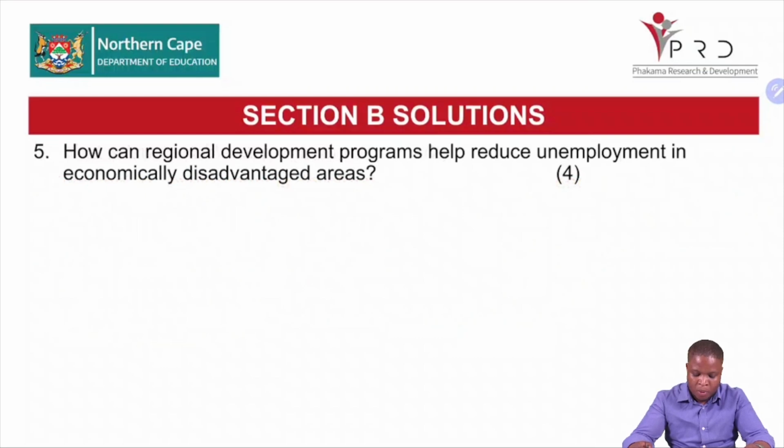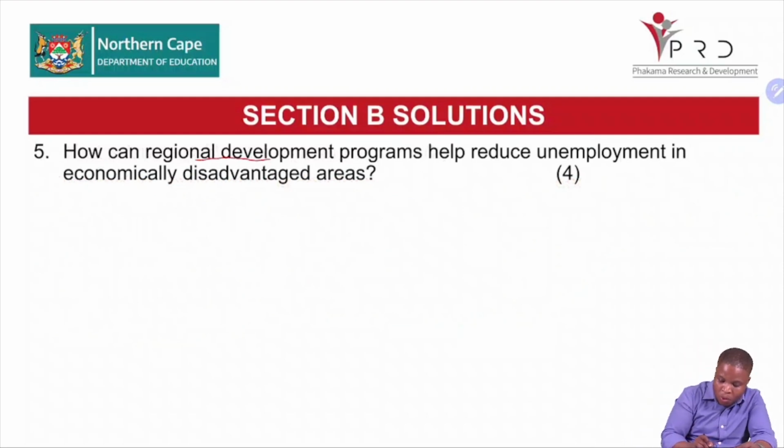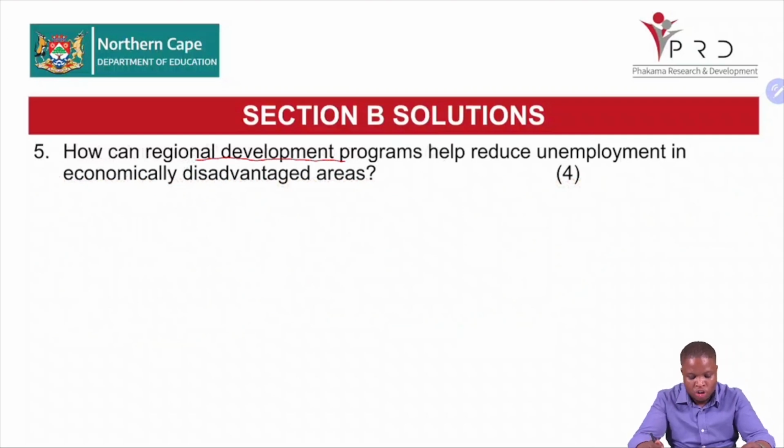How can regional development programs help reduce unemployment in economically disadvantaged areas? So we're having programs that are used, those endeavors, your SEZ whatsoever. How can that be used to reduce unemployment in those areas? The first thing, when there's regional development, there is production. Where there's production, we're going to need people to work, especially in labor-intensive industries. We're going to require people to come work. Then unemployment will decrease in those areas.